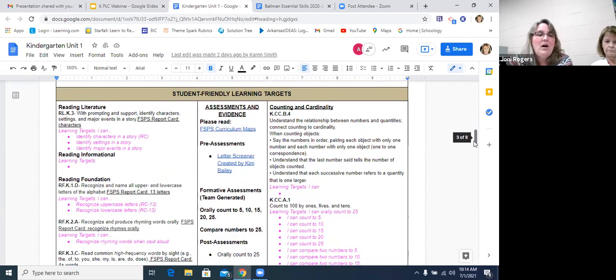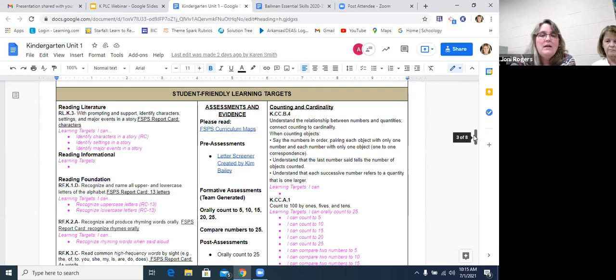On our unit plans, we also keep all of our SMART goals, our targets. Here are our learning targets for reading, our I can statements. With prompting and support, identify characters, settings, and major events. Our learning targets are: I can identify characters in a story. I can identify settings in a story. I can identify major events in a story. And we have a little tag over here, RC, that says this is on our report card. That's the skill that we're assessing.